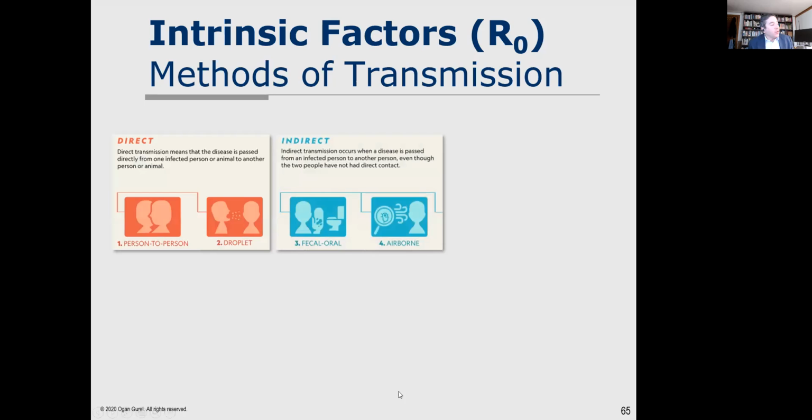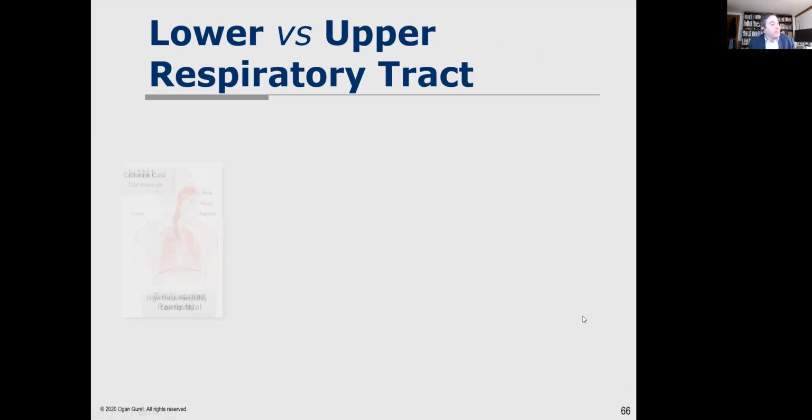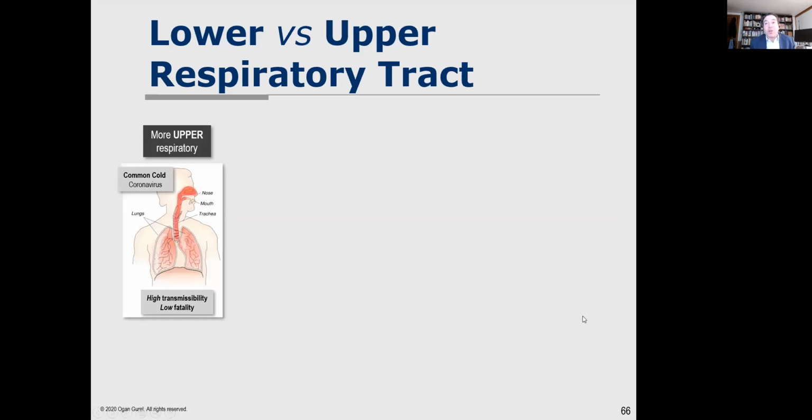So we have different methods of transmission: direct, indirect, vector, and so forth. SARS-CoV-2 seems to be mostly direct, person to person, droplet, as well as fomites, as well as airborne. So there are many methods of transmission.